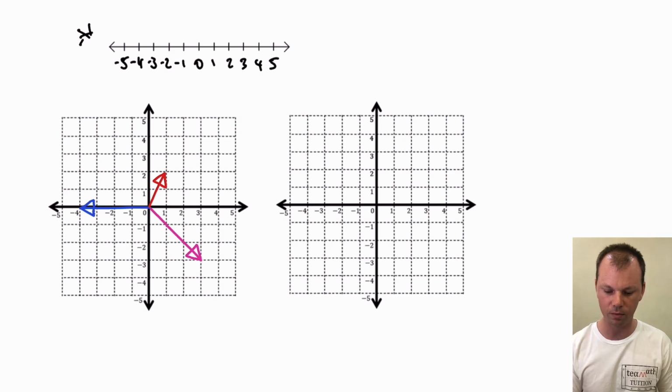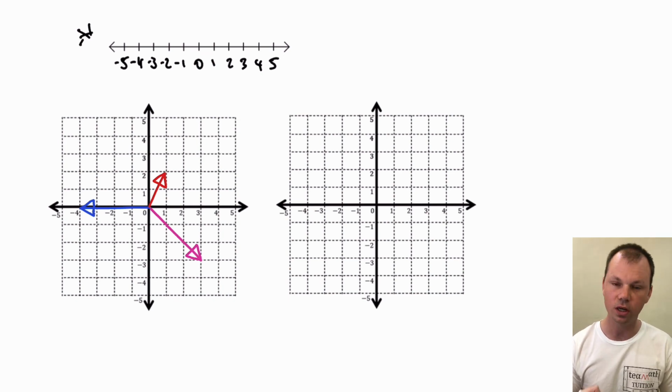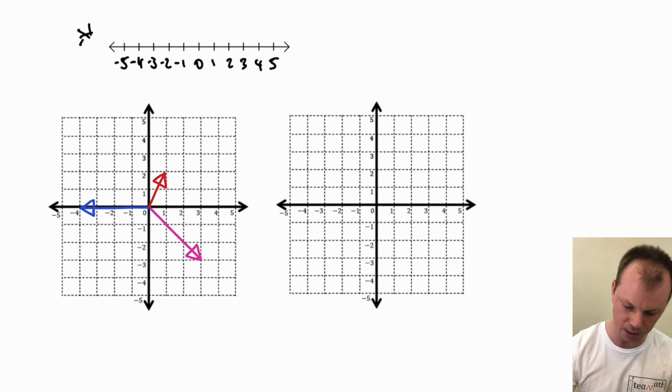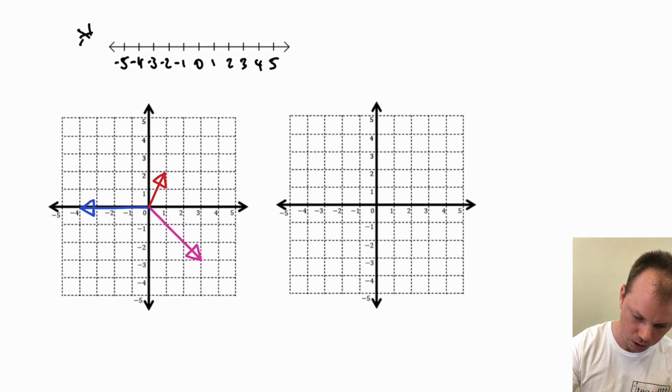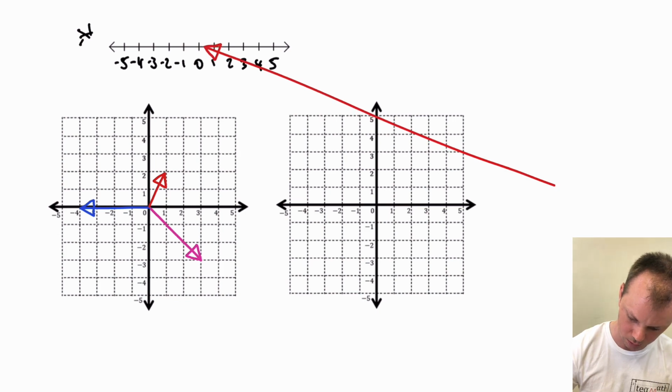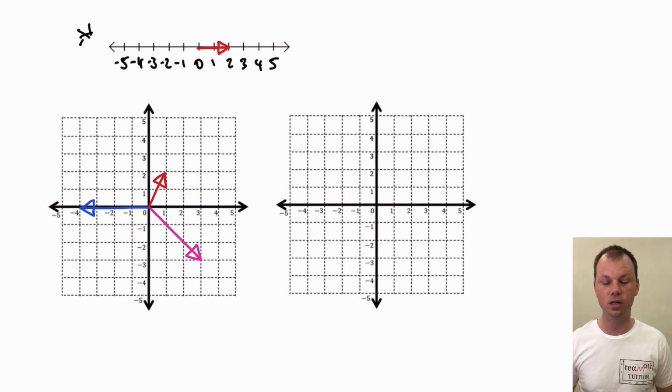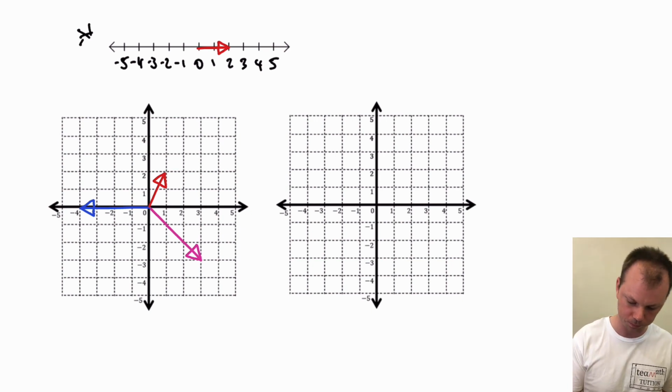We've got it spanning from -5 to 5. So if I wanted to draw the number 2 on this number line, I could represent it as a vector. We've got a vector here. Okay, so that's the number 2.